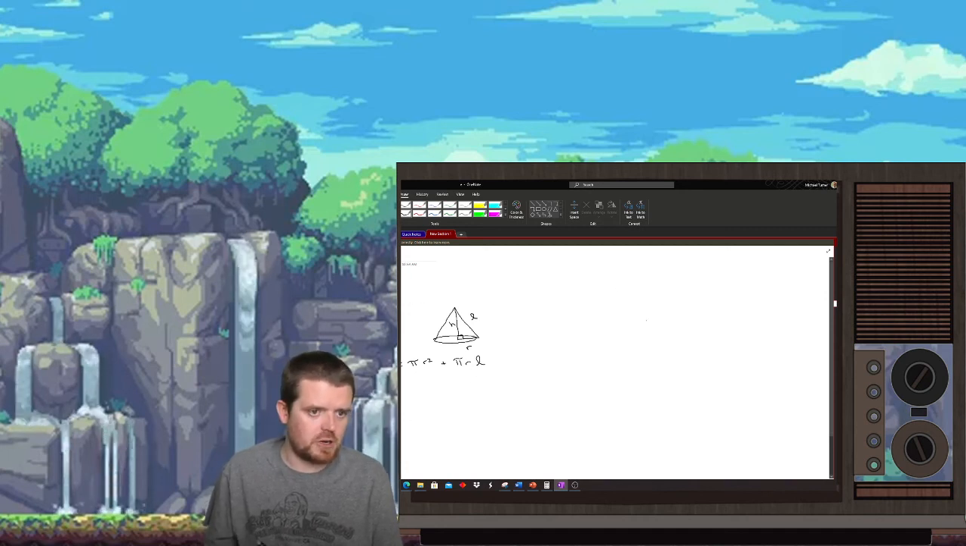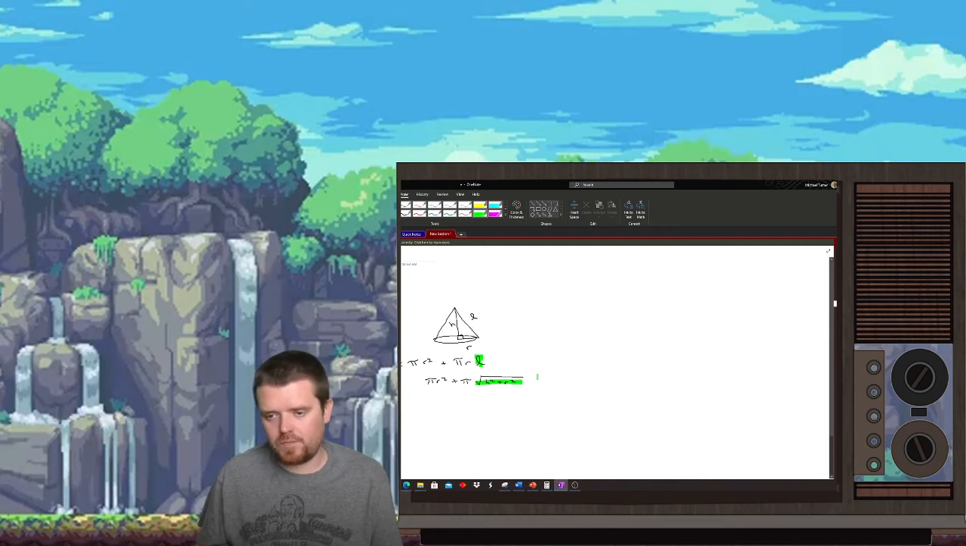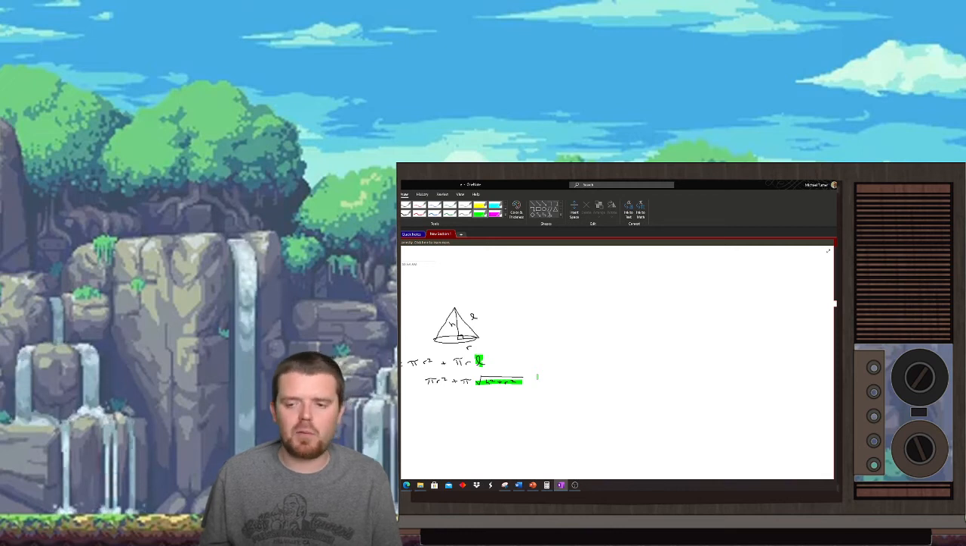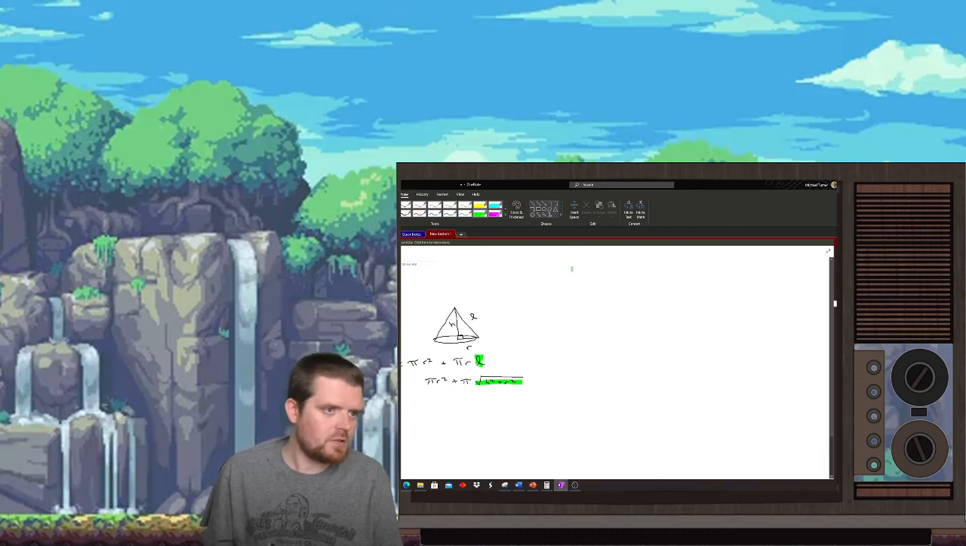On your formula sheet, you're likely to see this. You're also likely to see pi r squared plus pi times the square root of h squared plus r squared. And all that is doing is basically calculating L by using Pythagorean theorem. For my assignment, I'm not going to give that to you, but just be aware that if you were given a problem without the slant height, you still should be able to solve for it. So we'll go ahead and do this out now.